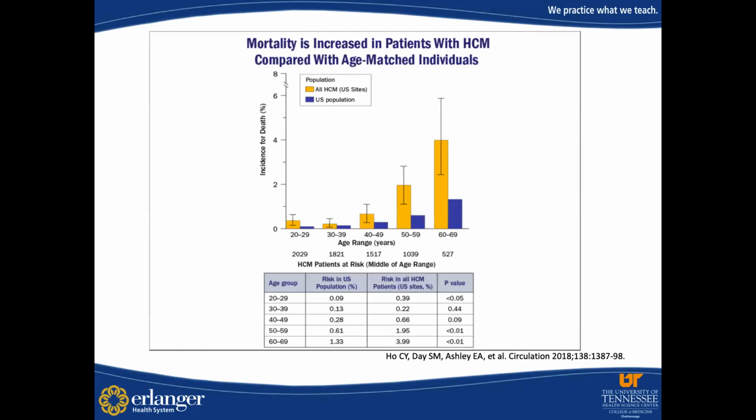Here, again, we look at mortality, which is increased in patients with hypertrophic cardiomyopathy compared to their age-matched individuals, which we all know, but this is just the data. We have tons of data, so we can actually prove these patients have problems and they don't live as long. So we really got to be careful, take care of them, and catch it early. This population was looked at from 1999 all the way to 2014, and you just see, once they get older, they really start dying more rapidly than other patients.